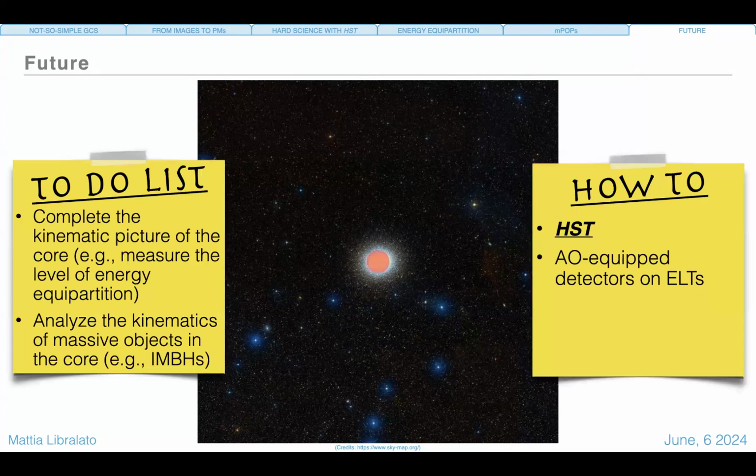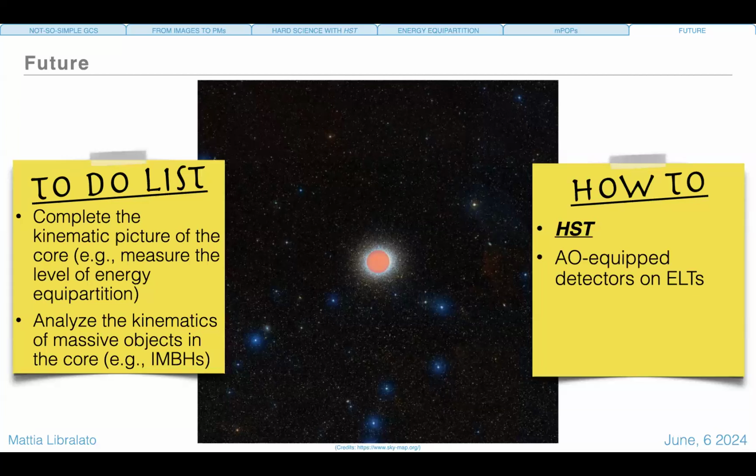If you start from the core of globular clusters, which is the region we have analyzed the most, we need to complete the kinematic picture. One of the things that is lacking the most is an estimate of the level of energy partition for a large sample of clusters. And also start to look at very peculiar structures in the core. There are recent works that show that there can be subclusters of stellar mass black holes or neutron stars in the core of some clusters. Or also search for intermediate mass black holes. It's one of the most debated topics in astronomy, and Bologna knows this somehow. And to do this, we can, for some clusters, still use HST.